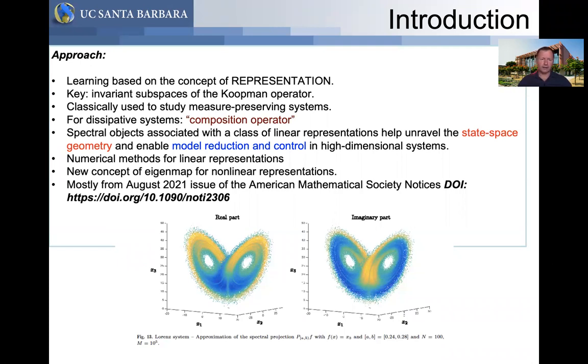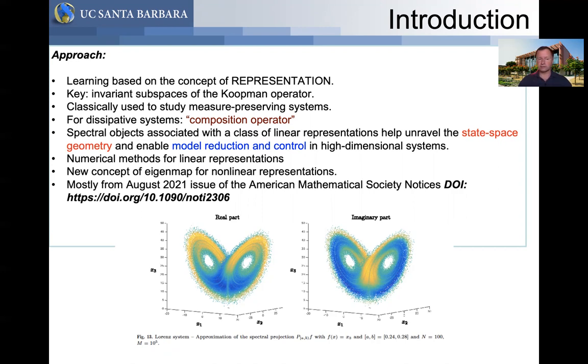Kind of a mission statement to Koopman operator theory is that spectral objects associated with a class of linear representations help unravel the state space geometry and enable model reduction and control. All of this for high dimensional systems, and it enables data-driven analysis as well. And I'll show or give some insight into numerical methods for linear representations of dynamical systems, even nonlinear dynamical systems.